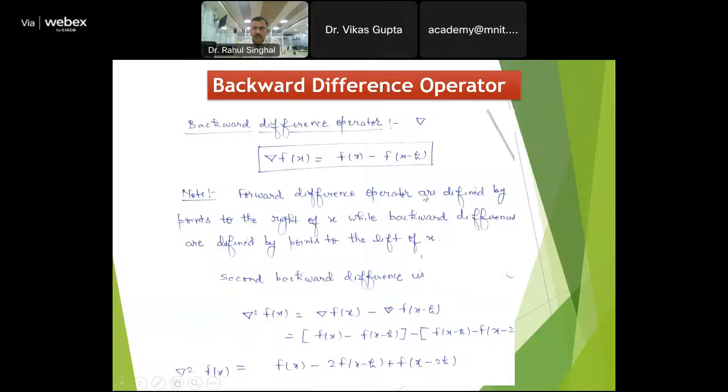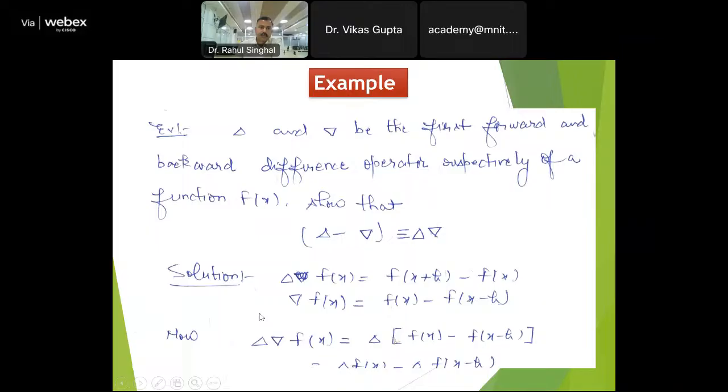It means forward difference operators are defined by the points to the right hand side of the x-axis, whereas backward differences are defined by the points on the left of the x-axis. Okay. Similarly, you can find out the backward difference operator for second order also. So let's take a simple example.